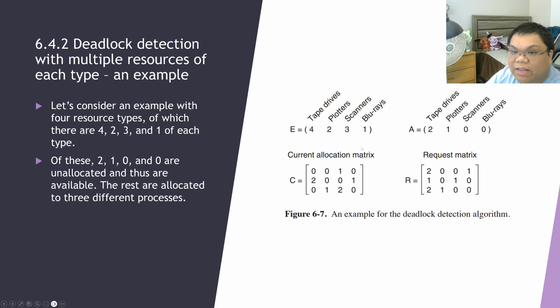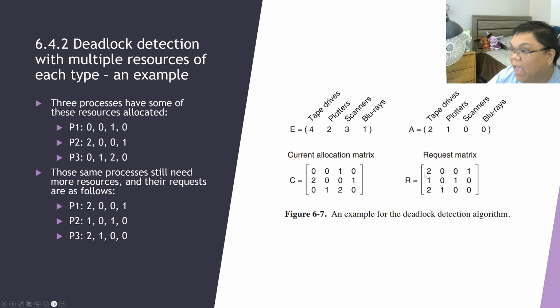So let's try this out with an example. Here in this example, we have 4 tape drives, 2 plotters, 3 scanners, and 1 Blu-ray drive in existence. Of those, 2 tape drives and 1 plotter have not yet been allocated to any processes. The rest have been allocated to processes, and those processes still need more resources.